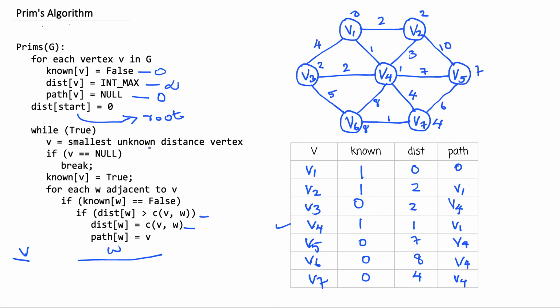Now we will have to select the next smallest unknown distance vertex. So the unknown vertices are V3, V5, V6 and V7. Out of them V3 has got the lowest distance, so we will be choosing V3. And I will update the known status of V3 to be true. So this will be 1. Now I will look for the adjacent vertices of V3. V3 has got 3 adjacent vertices, V1, V4 and V6.